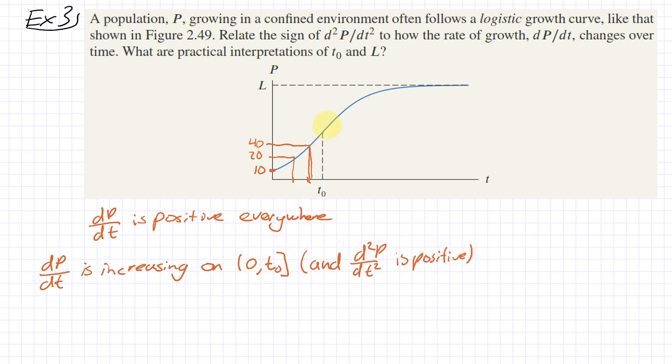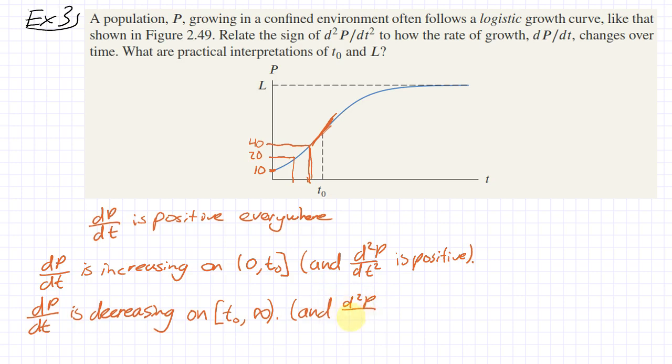And then t0 is the point where it's increasing the steepest, and then after that the rate of change flattens out. So we can say that dp over dt is decreasing on the interval from t0 to infinity, it looks like here. And that means d squared p over dt squared is negative.